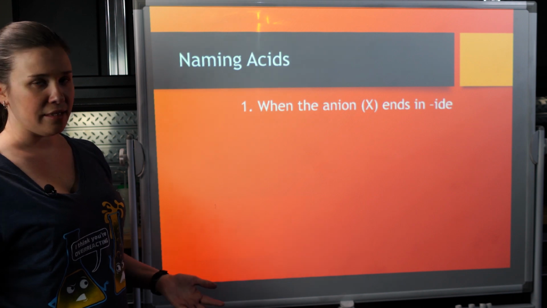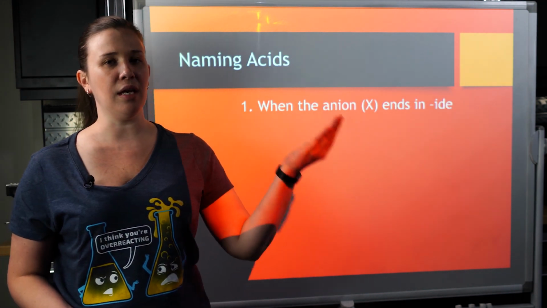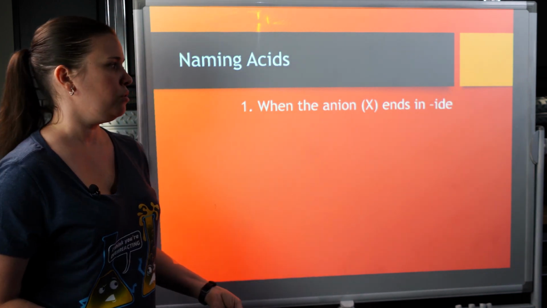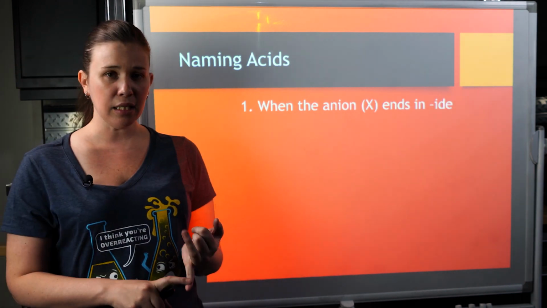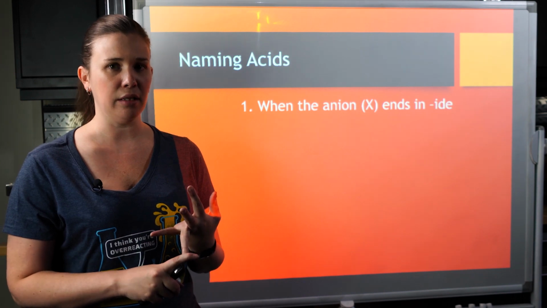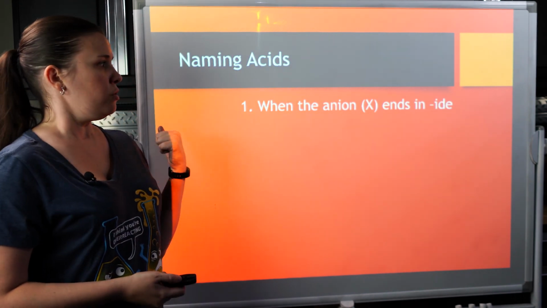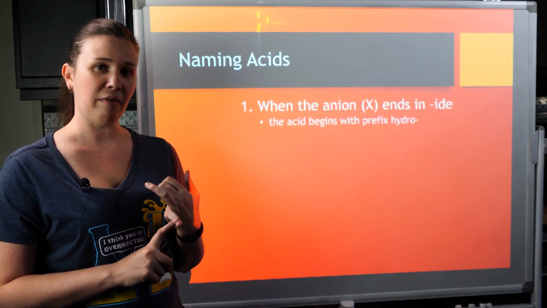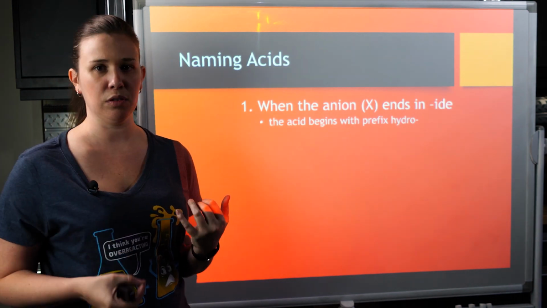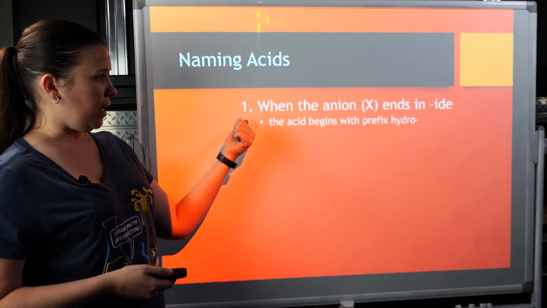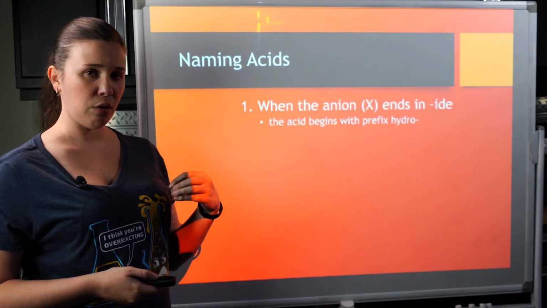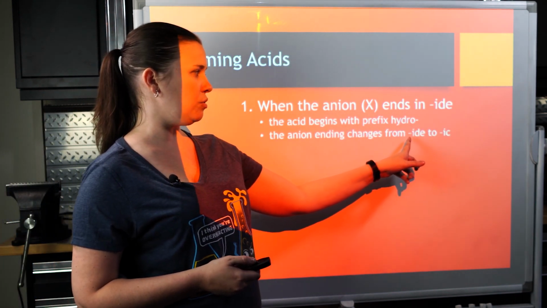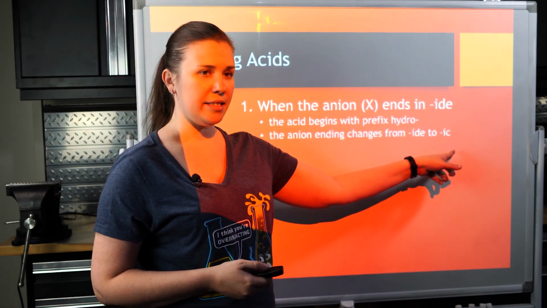So to name an acid, you really have to know what the ending was before the anion bonded to the H. So it all has to do with whether it's an IDE, ATE, or ITE type of anion. So the ones that ended in IDE, if you remember, had a single type of atom. So like sulfide would just be the sulfur. When you notice that, the first thing that you're going to do is put hydro in front of the name. And then you're going to change the ending. Instead of using IDE, you're going to use IC.